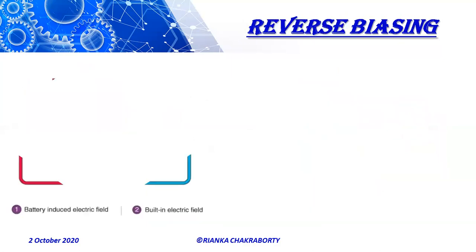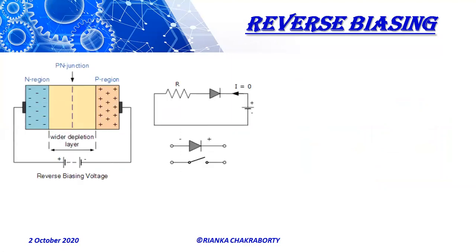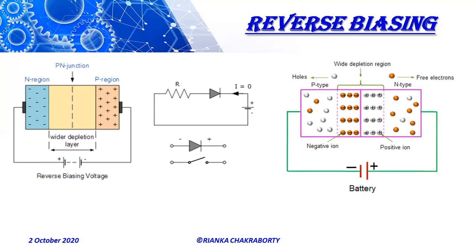Now, what is reverse biasing? A PN junction is said to be reverse biased when the positive pole of a battery is connected to the N side and the negative pole is connected to the P side of the junction. The battery voltage V pulls the holes in the P side and the electrons in the N side away from the junction. The width of the depletion layer and the height of the barrier increase accordingly.